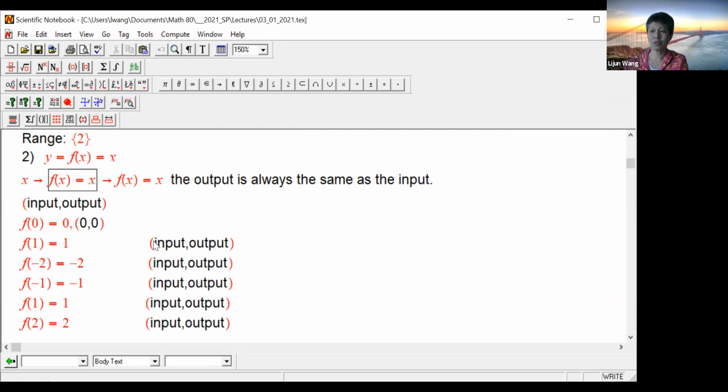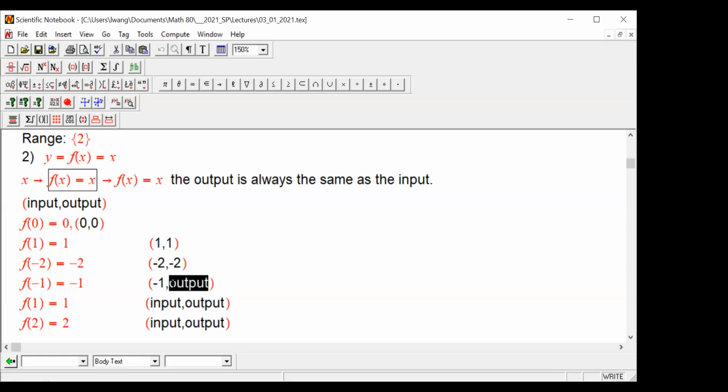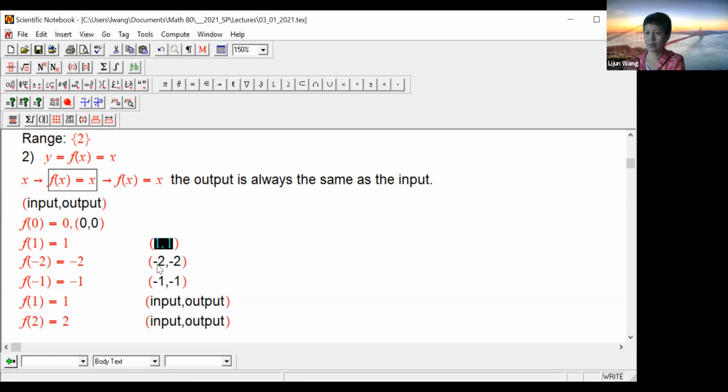As a result, what are the points we get? Input, output. So that'll be (1, 1), right? (-2, -2), (-1, -1). Can you make those points? Do you get those points? In your previous experience, you probably make tables, right? So what's the input here? The input is 1, the output is 1. Input is 2, output is 2.